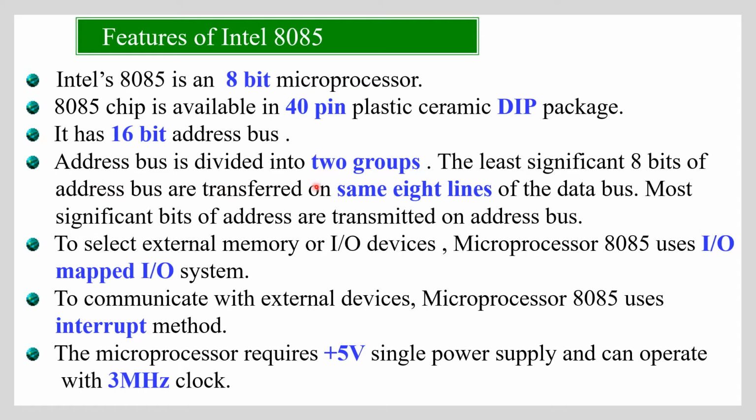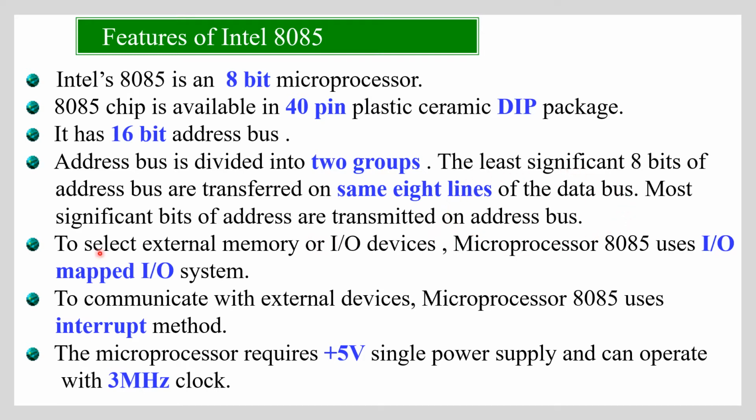The address bus is divided into two groups. The least significant 8 bits of the address bus are transferred on the same 8 lines of the data bus. So the lower address and the data are being sent on the same lines, and such a bus is called a multiplexed bus because we are sending the address and the data on the same lines. We are reducing the hardware, and that is why it is called a multiplexed bus. The most significant bits of the address are transmitted on the address bus.